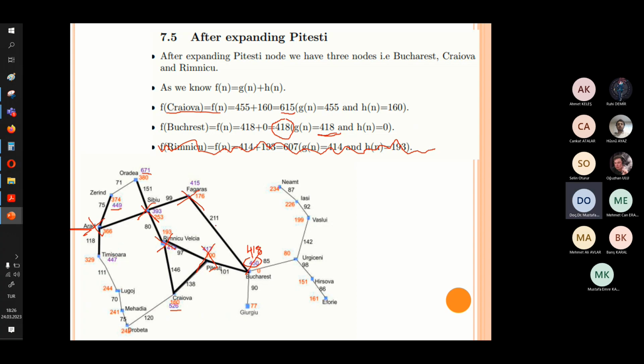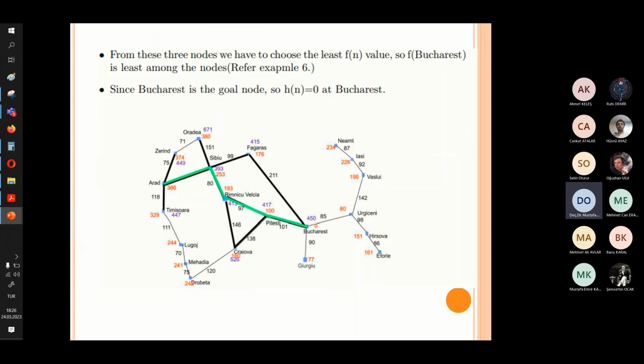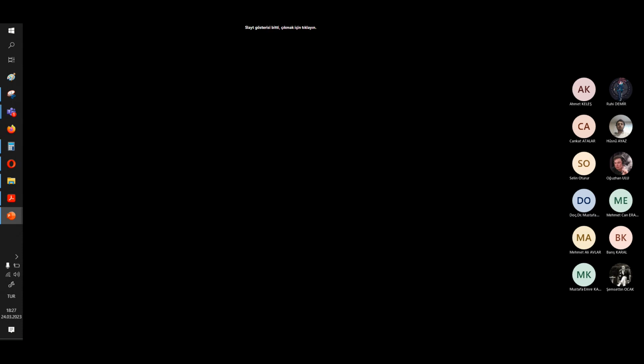Therefore, after evaluating these, we find out that the shortest distance between Arad and Bucharest is 418, and that has been achieved by following Pitesti, Rimnicu, Sibiu, and Arad. If you check, that is the shortest path, and the cost is 418. That's it.